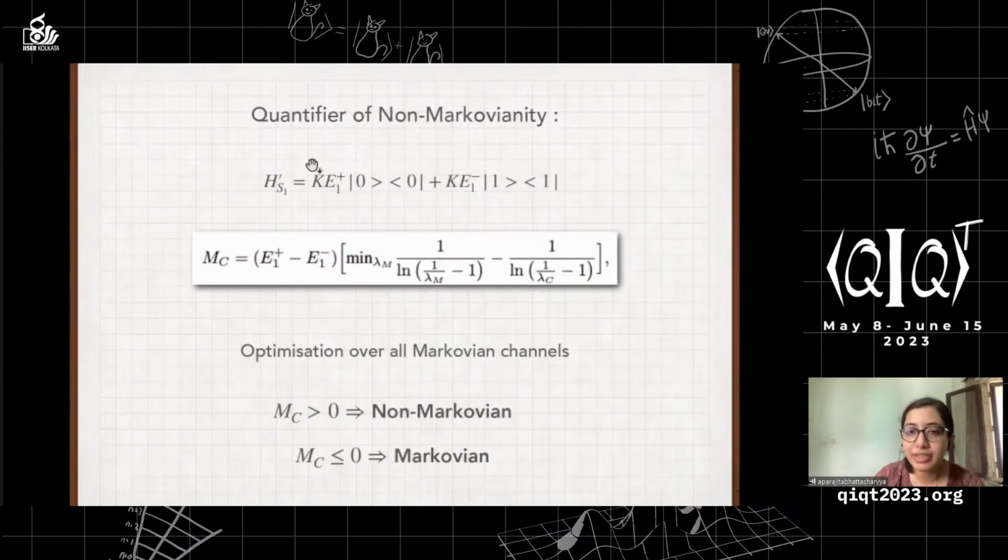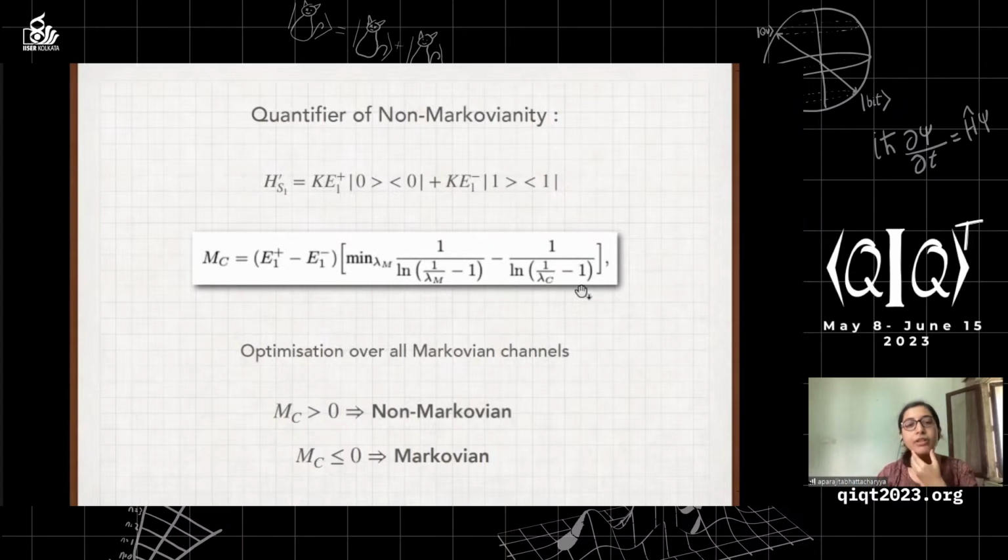And since we are interested in the temperature of the cold qubit, that is, the dynamics of the first qubit, we trace out the other two qubits and just look at the evolution of the first qubit. So let's say this is the local Hamiltonian of the first qubit. After a few lines of algebra, it follows that we can define a quantifier of non-Markovianity in this manner, MC, which is given by this equation.